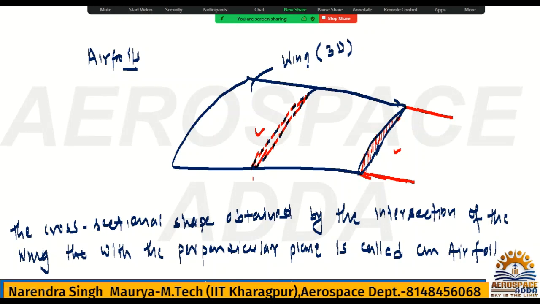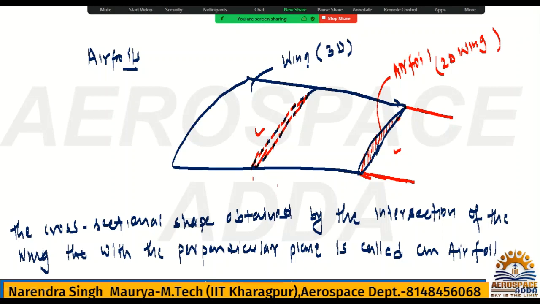This is what? Airfoil. So airfoil is basically a 2D. It is also called 2D wing. What it is called? 2D wing. Okay. Always remember. Now, so basically, anywhere that wing is there, and anywhere if you cut it by one perpendicular plane, the cross sectional shape you will obtain by the intersection of the wing with the perpendicular plane is called airfoil.